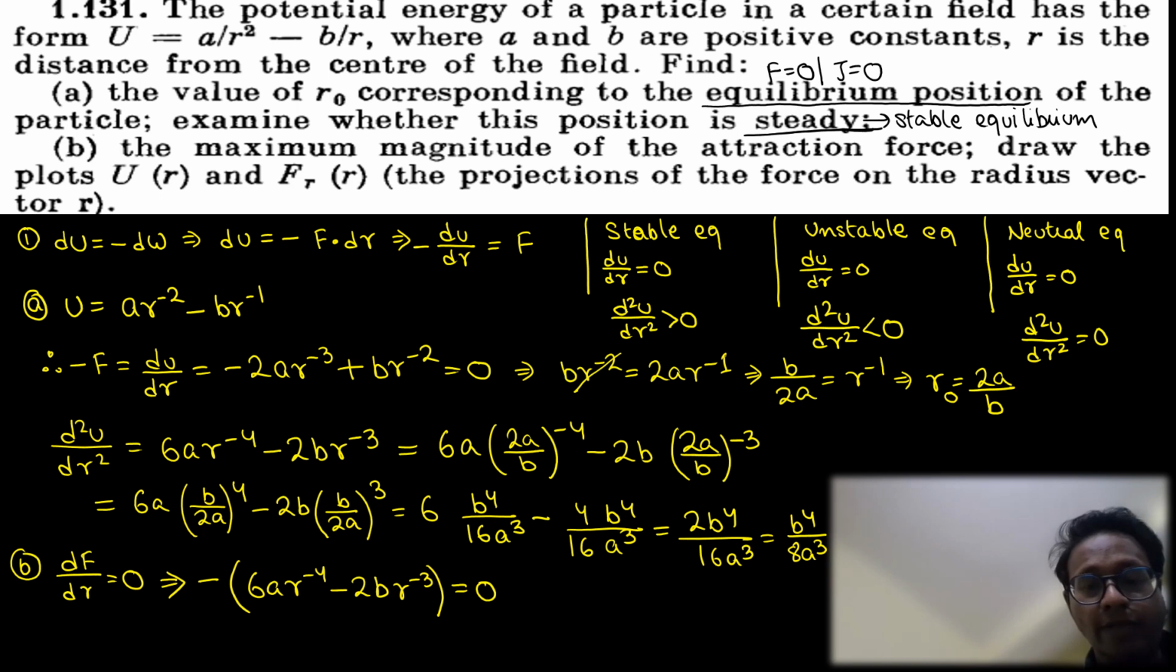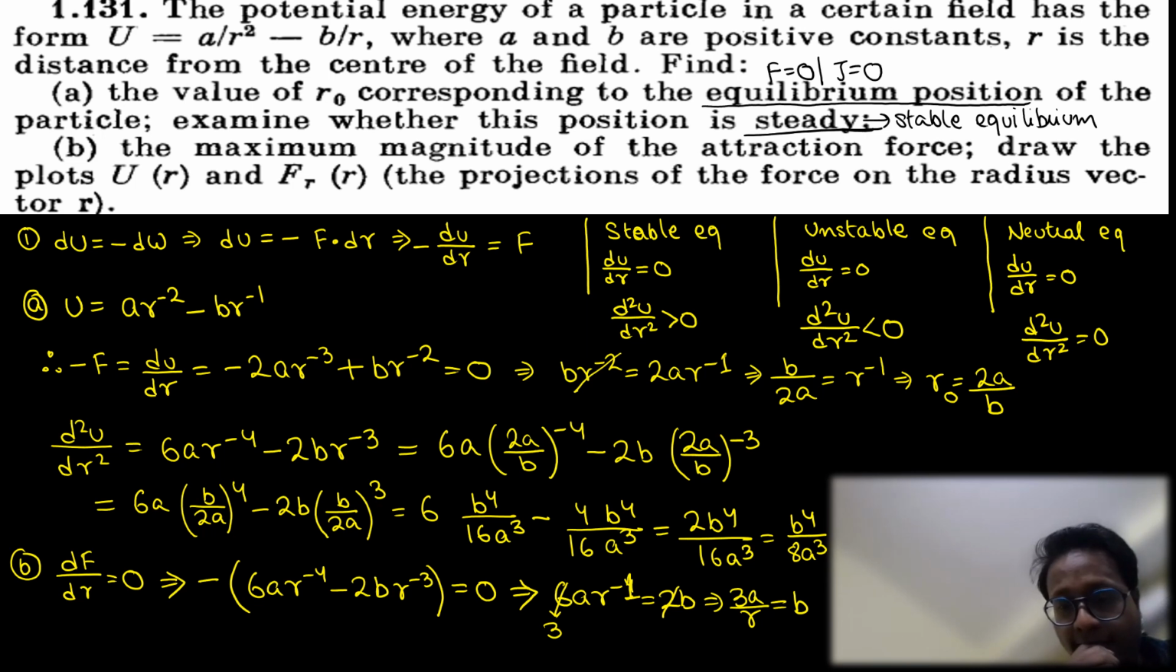I have to find out the value of r at which force is maximum, or df by dr is equal to 0. So if I take this to the right hand side, 6a r to the power minus 4 is equal to 2b r to the power minus 3. R to the power minus 3 and minus 4 becomes minus 1, and 2 becomes 3, so 3a r to the power minus 1, or 3a by r is equal to b.